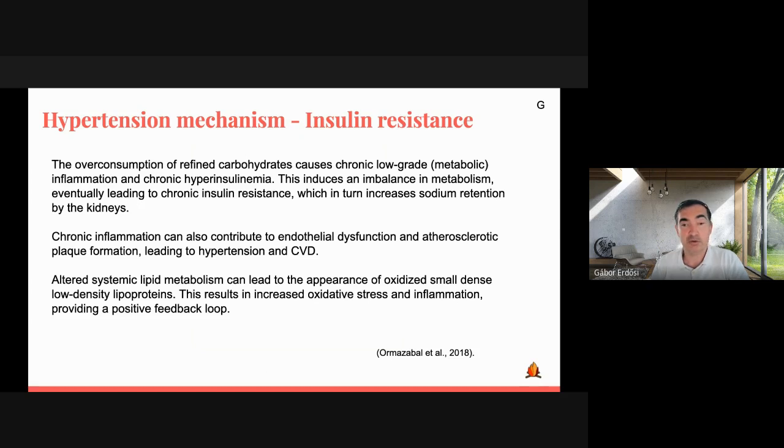Chronic inflammation can also contribute to endothelial dysfunction, causing a kind of endothelial insulin resistance, and atherosclerotic plaque formation. These combined lead to hypertension and cardiovascular disease. Altered systemic lipid metabolism can lead to the appearance of oxidized small low-density lipoproteins, but also other alterations in lipoprotein metabolism. This results in increased oxidative stress and inflammation, providing a positive feedback loop to the starting point.